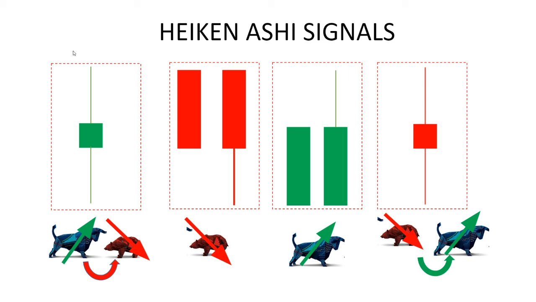So small bodied green candles are going to show us a reversal to the downside. And small red body candles with wicks on the bottom and on the top are going to show us reversals to the upside.